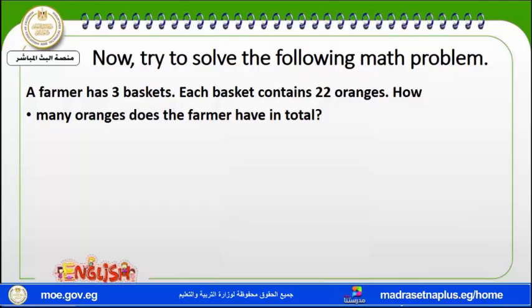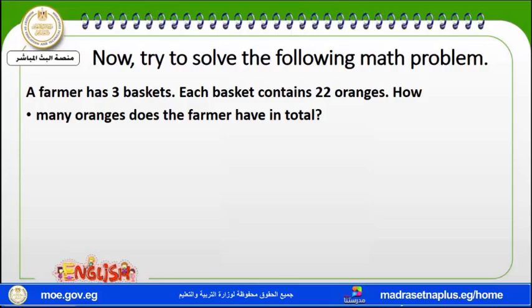Now it's your turn. Now you have a math problem, a multiplication problem, and you will also need to know how to solve this math problem. This time we have 3 baskets, not 4, and each basket contains 22 oranges. The last time it was apples and now we have oranges. So we want to know how many oranges the farmer has in total.